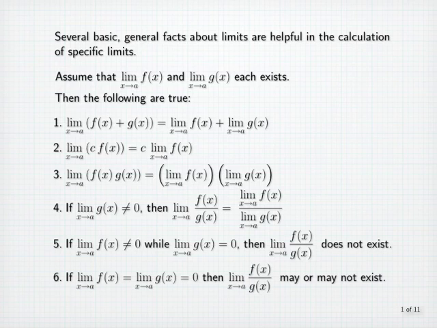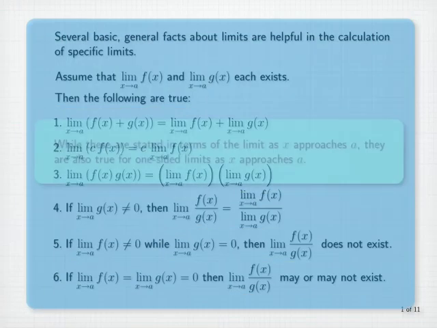6. If the limit as x approaches a of f of x and the limit as x approaches a of g of x are both 0, then the limit as x approaches a of f of x divided by g of x may or may not exist. We'll soon see that this situation is where most of the interesting limit problems are.